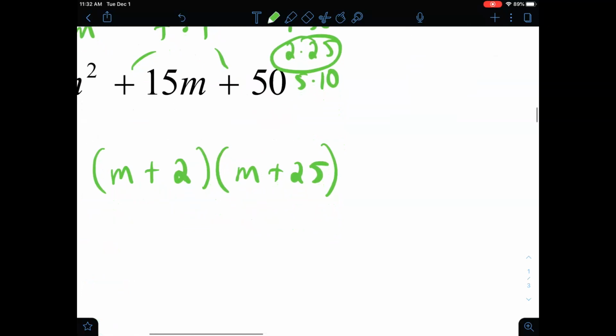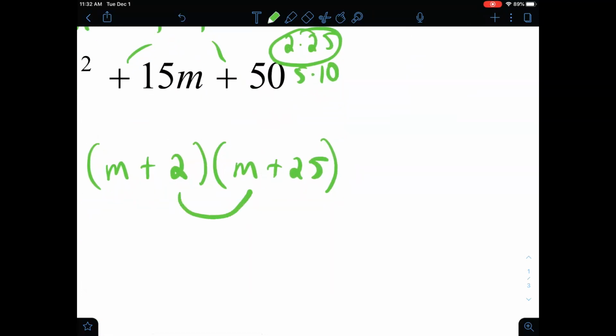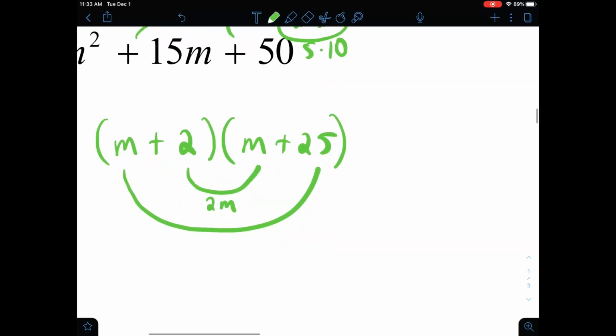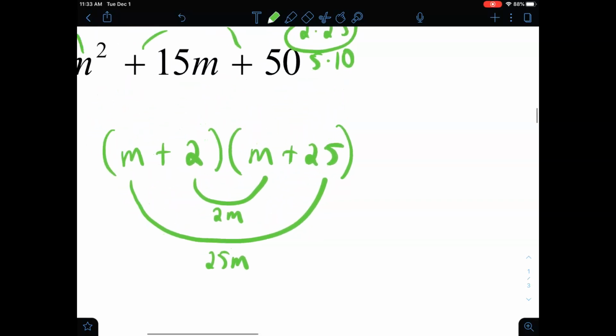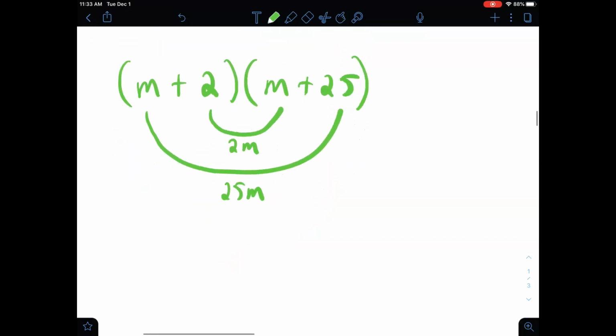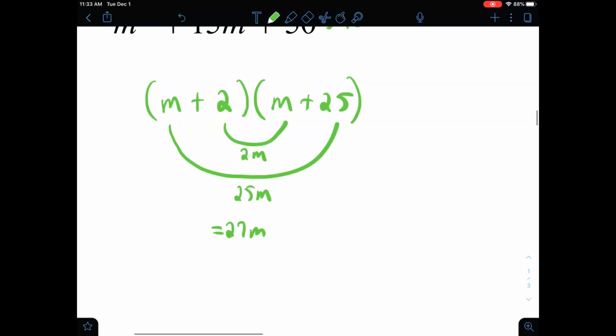So plus 25. Okay, the way the smiley face method works is we're going to go to the middle terms and the outside terms. So what is 2 times m going to be? Well, that is 2m, right? What is m times 25? That is 25m. Make sure you write in pencil here, because we're going to have to do some erasing or write some other stuff here, okay? So we have this. What is 2 plus 25? Is that going to be 15 in the middle here when we add these together or no? That's going to be 27m. So this is not the right combination.